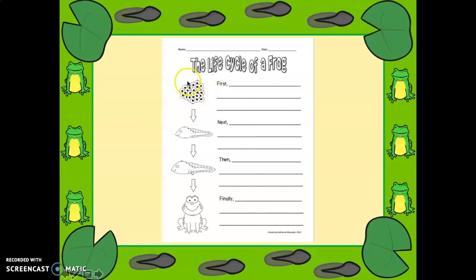The life cycle starts with eggs laid underwater, and then it grows into a tadpole with a long tail and eats pondweeds. The tadpole grows back legs and front legs, and it has gills to breathe underwater. And then it grows into a frog, where the gills disappear and lungs appear so they can breathe air.